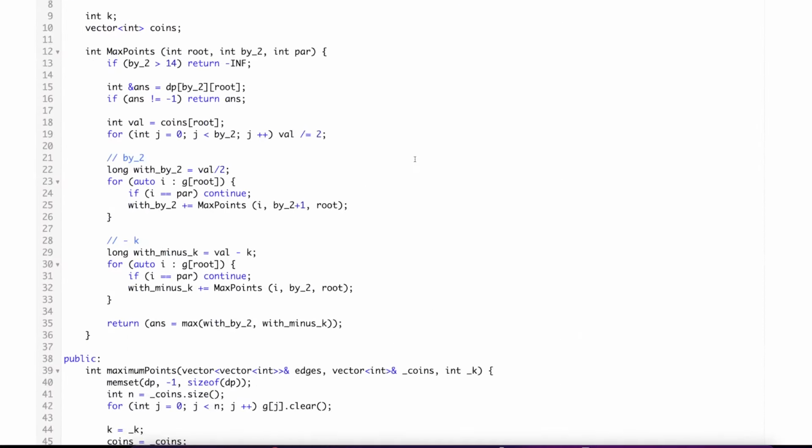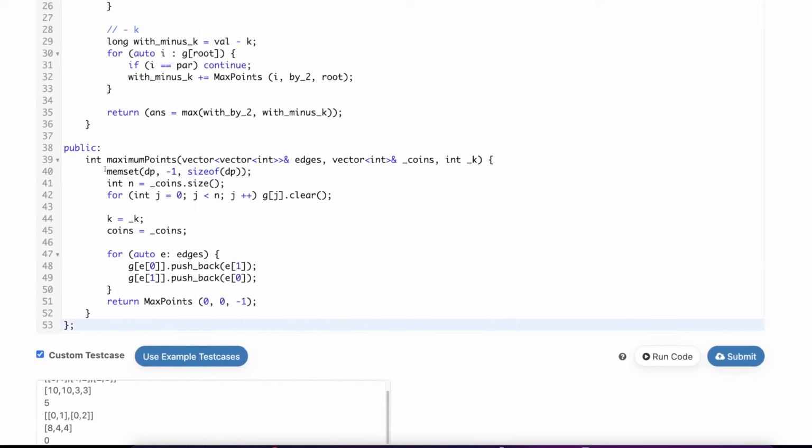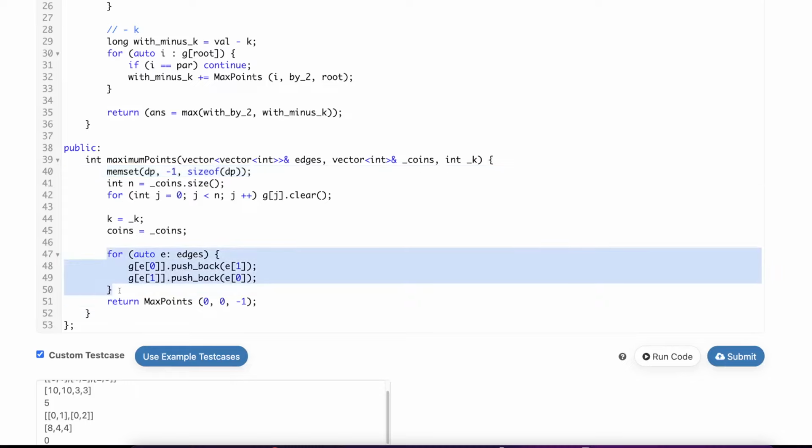So next we're looking at the code. The code is exactly what we have discussed in the pseudo code. We just have this memoization array with us, dp, and then we are building this adjacency list from the given edges. After that, I just called max points of 0, 0, minus 1. So this 0 denotes the root, this 0 denotes the number of times I have to divide it by 2, and this minus 1 denotes the parent.